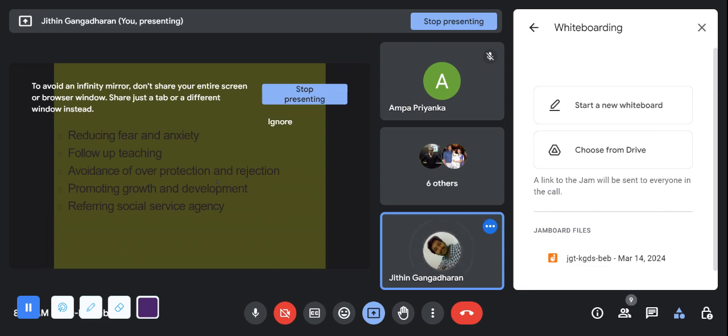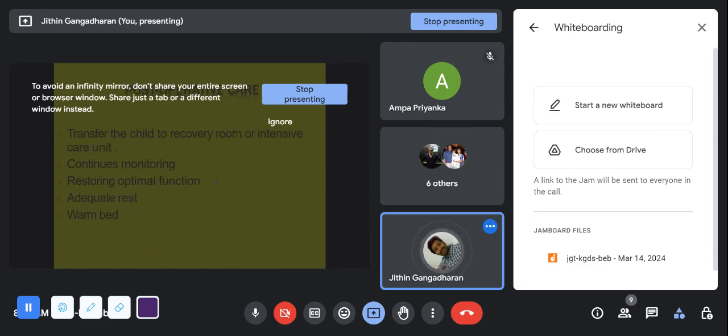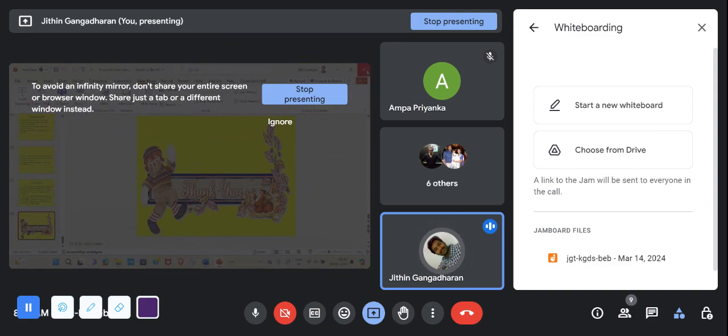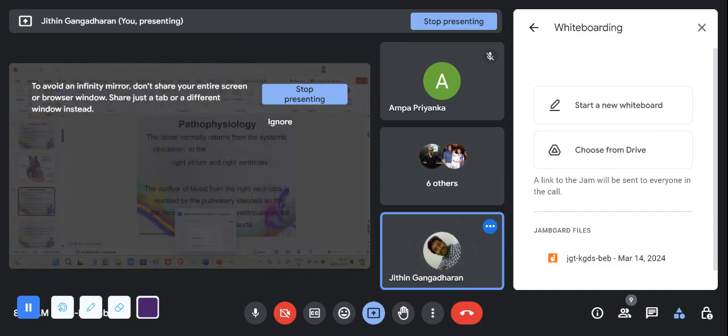So nursing management, pre-operative and post-operative nursing management, all those things, that's why I'm not emphasizing much on that. So that was about the acyanotic heart diseases.